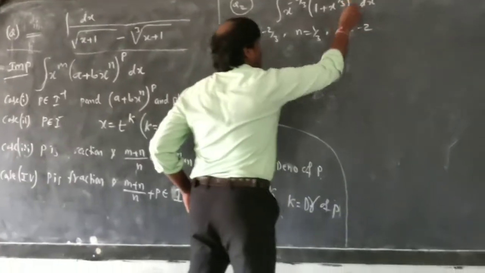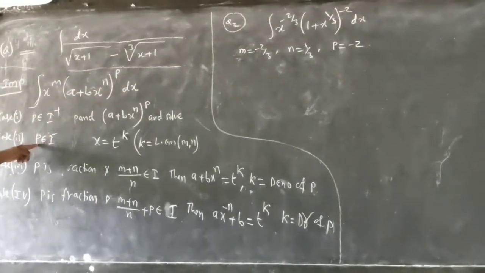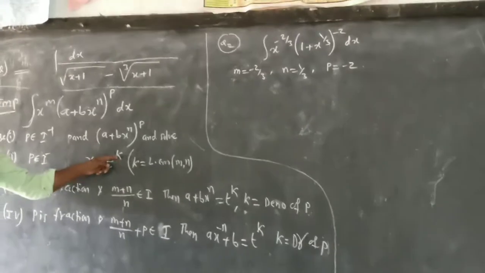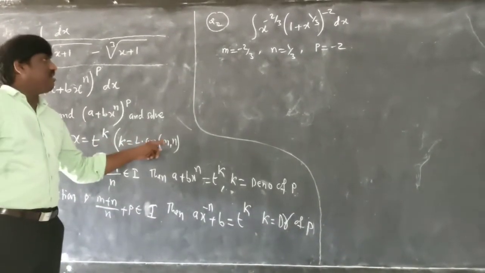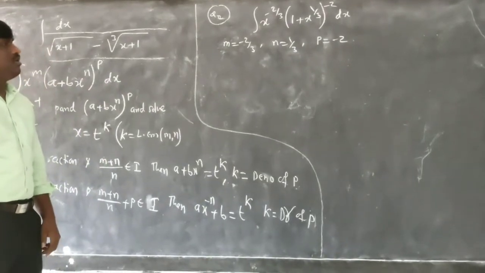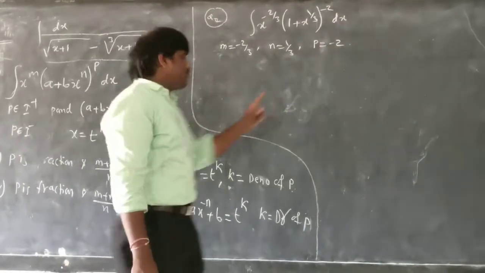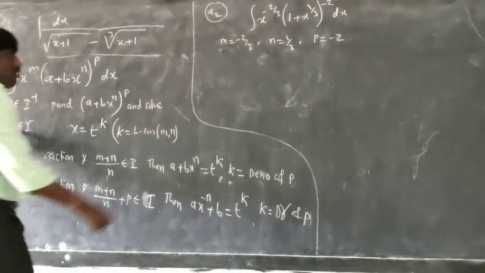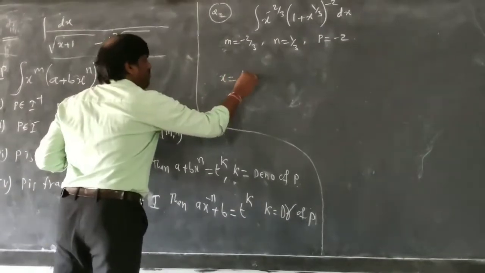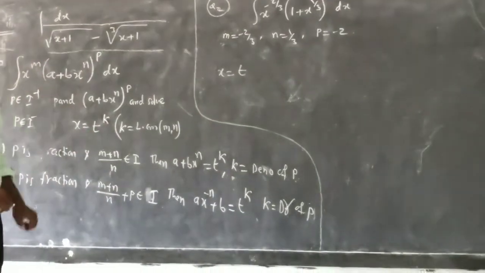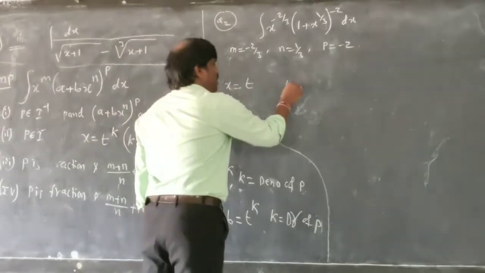P is the power minus 2 you have. Here the P is negative now. Negative. Then x is equal to t power k. You have to take the condition where k is the LCM of m comma n. So p you got negative number, minus 2, means case 2 I have to take. So I have to take x is equal to t to the power of k, where k is the LCM of m comma n.